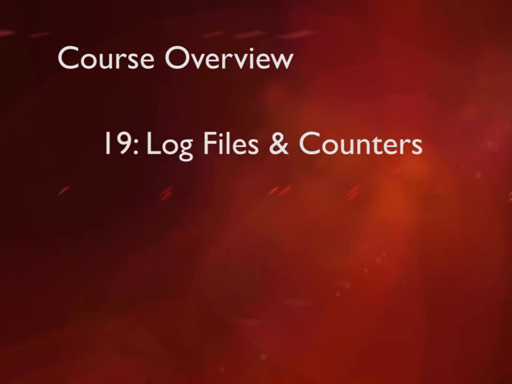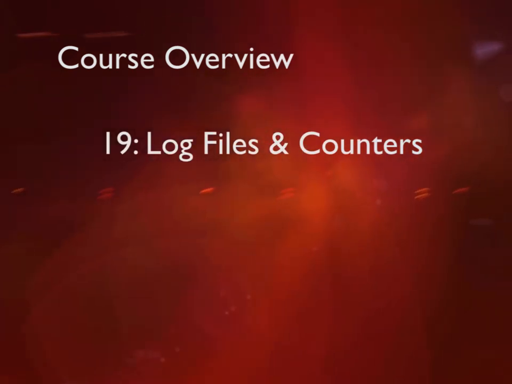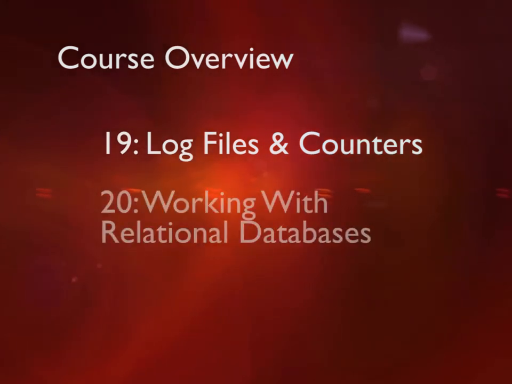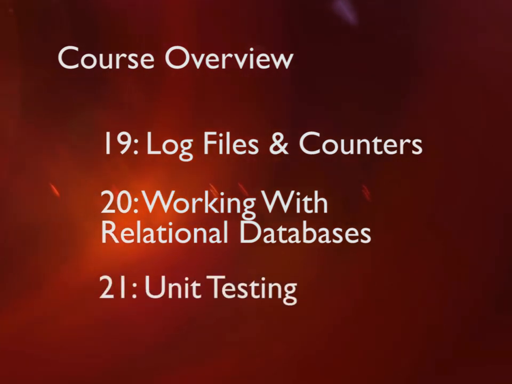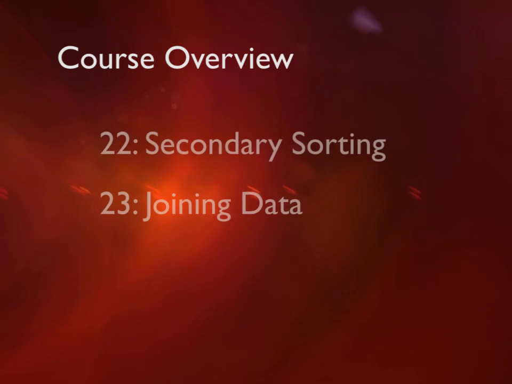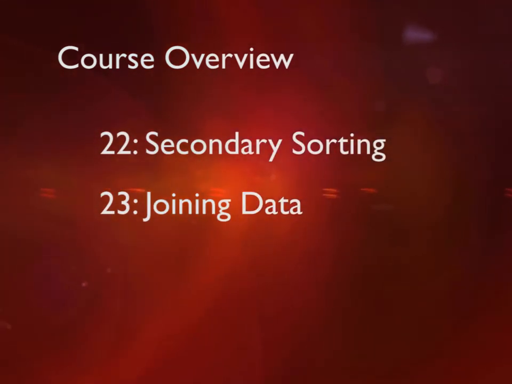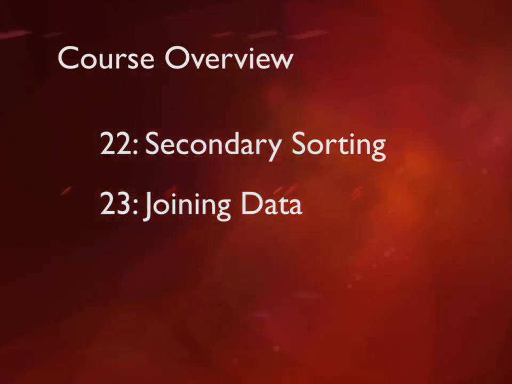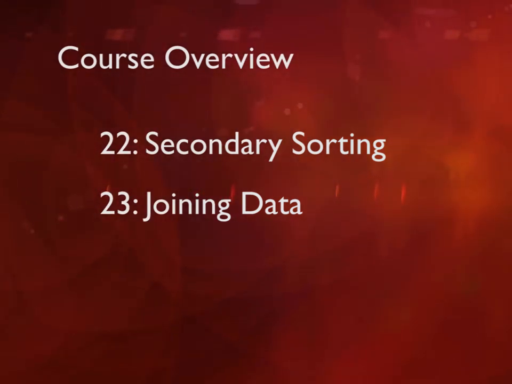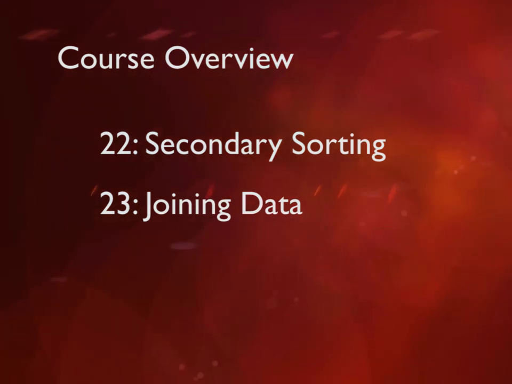Chapter 19 is all about debugging, using log files and counters, and then in Chapter 20 we learn how to read and write to JDBC databases from Hadoop. Chapter 21 covers unit testing. We'll be using a set of Java libraries called MRUnit to create JUnit tests for our Hadoop code. And then in Chapters 22 and 23, we cover some of the more advanced topics in Hadoop, which allow us to join data together from multiple input sources. Chapters 22 and 23 are more advanced topics, and you could consider them as optional, maybe come back to them later on in your Hadoop career if joining data is not something that you need to do right away.